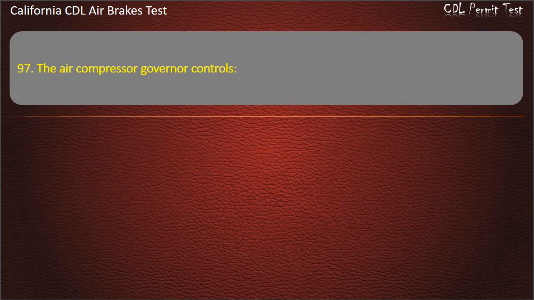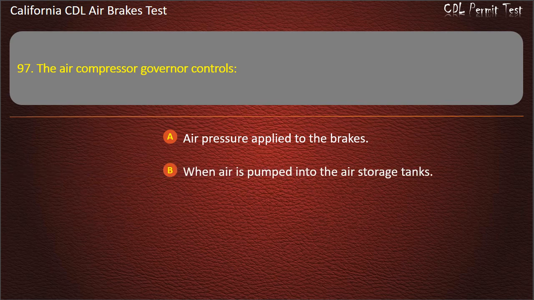Question 97. The air compressor governor controls air pressure applied to the brakes, when air is pumped into the air storage tanks, or the speed of the air compressor. Answer. When air is pumped into the air storage tanks.